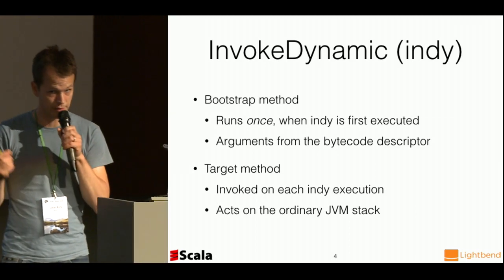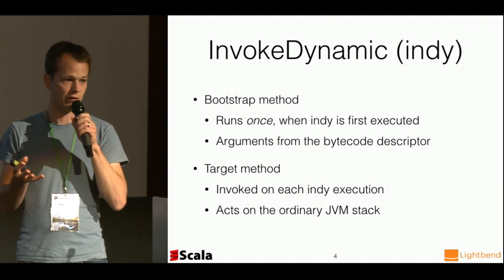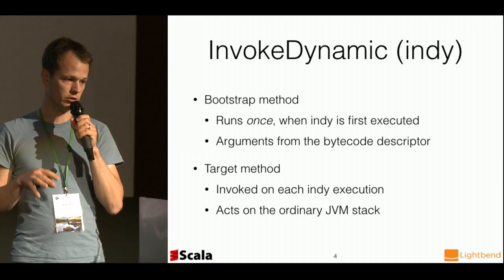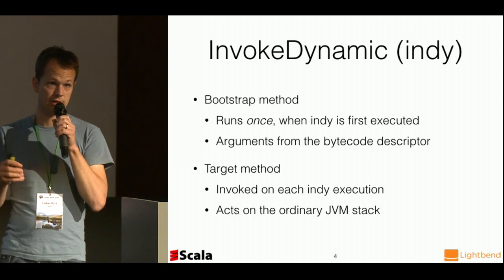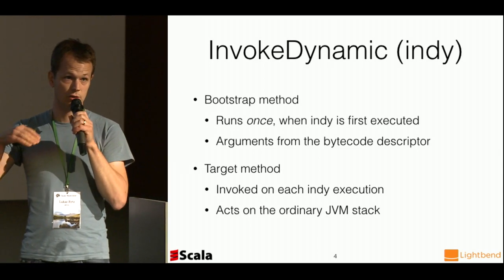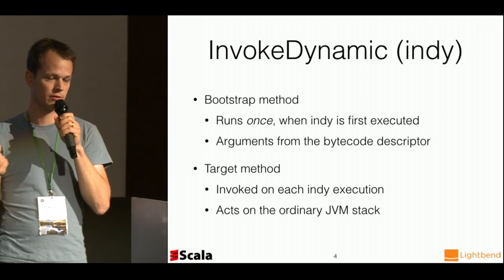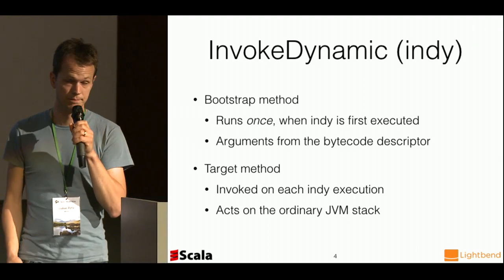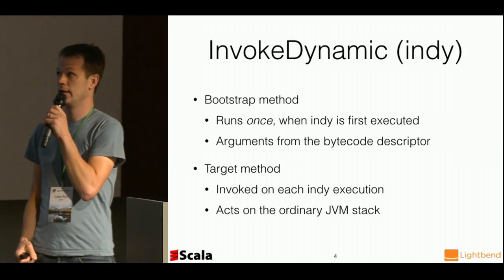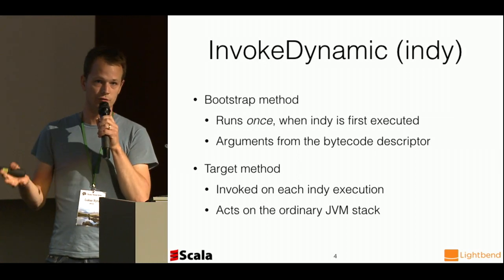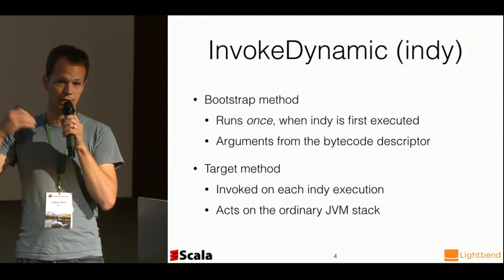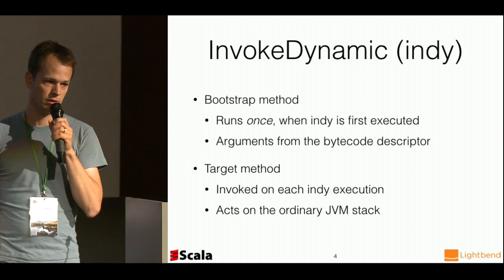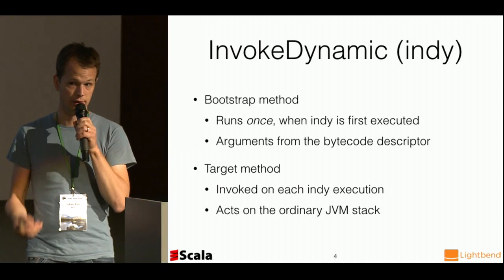The bootstrap method is an ordinary Java method in a class file, and it gets a number of arguments. We'll see a bit more in detail later. But all these arguments are not consumed from the call stack of the current running program, but are made up from the description within the bytecode. The goal of the bootstrap method is to provide a link to the actual method that will be executed when the invoke is run.